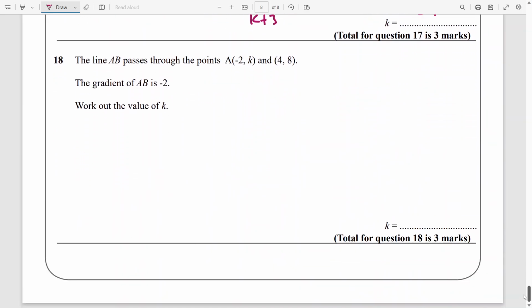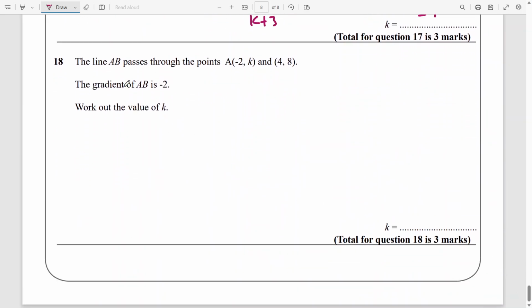And so we go to the next question. I guess this is the last question. So the line AB passes through the point and this, and the gradient of the line is minus 2. So we want to work out the value of K. So we start out as usual. m is going to be y2 minus y1 over x2 minus x1. Now the gradient here is minus 2. So y2 here is 8, minus K. So y1 is K. And x2 here is definitely going to be 4, minus minus 2.